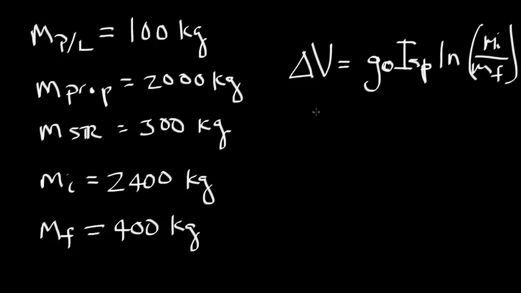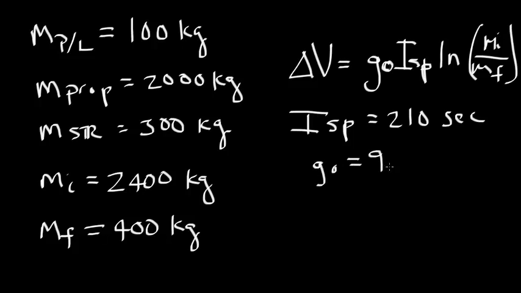And, well, we haven't selected an Isp for this. We're going to assume it's a solid, and so the Isp for a solid is typically a little over 200. So we'll say this is 210 seconds. And notice we have to have seconds here, because when we multiply G0, which is equal to 9.81 meters per second squared, by 210 seconds, the units work out and we get a delta V that is appropriately in meters per second.